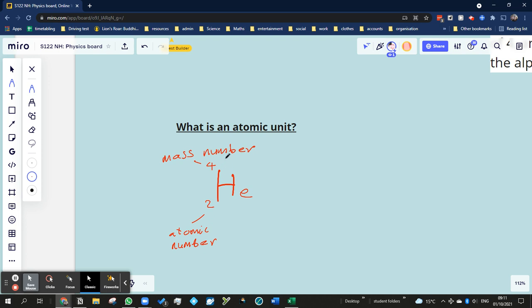What about the mass number? So the mass number actually does have a unit. We just don't often talk about it, and so when we say 4, we mean 4 atomic units, or 4 AU.